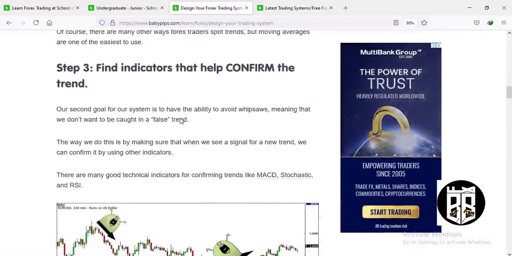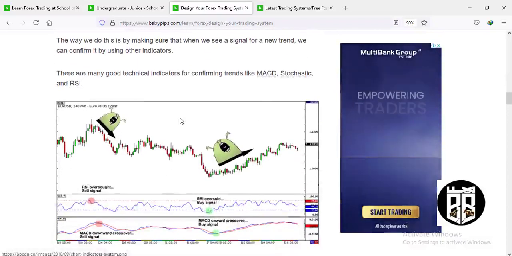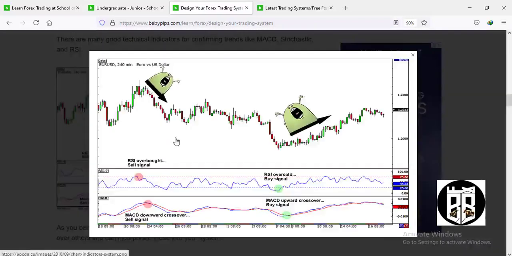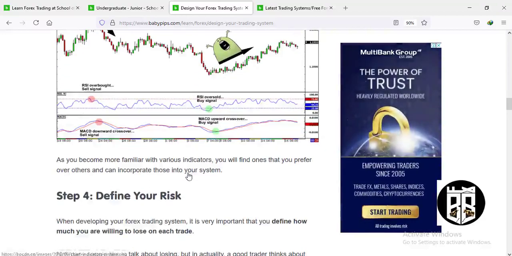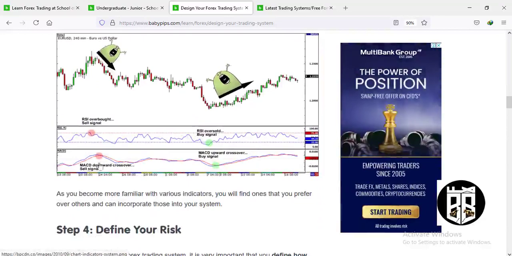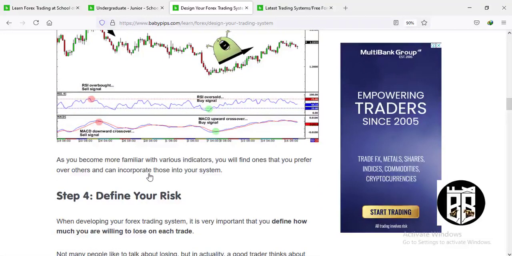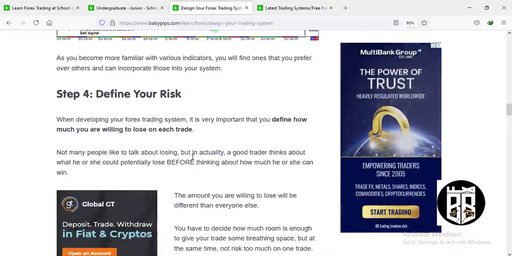Then the third step is to find indicators that help to confirm the trend. So what other indicators can you use to help to confirm the trend? It is the relative strength index and the moving average convergence divergence. So the RSI and the MACD, and we always know there's a configuration to the RSI and the MACD. For the RSI, I think it is the default, but the MACD is 14.33. They coded it, I think so. We're going to find it out very soon.